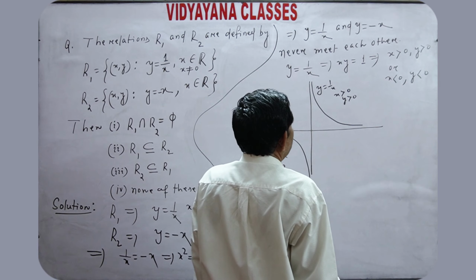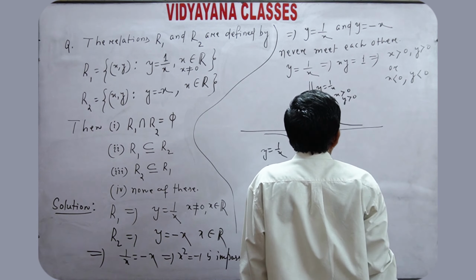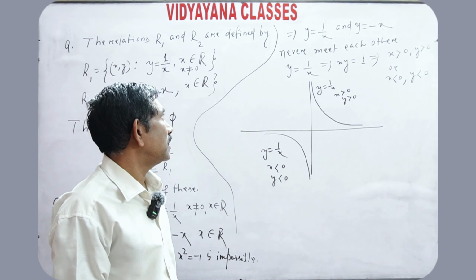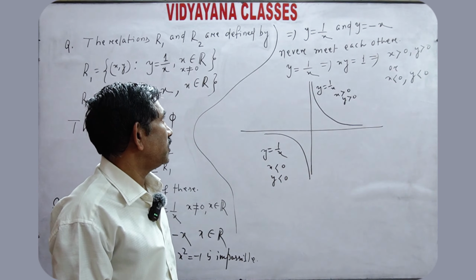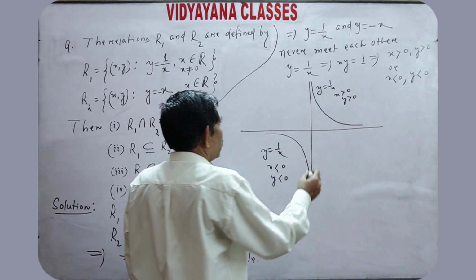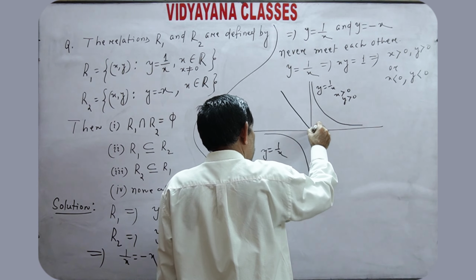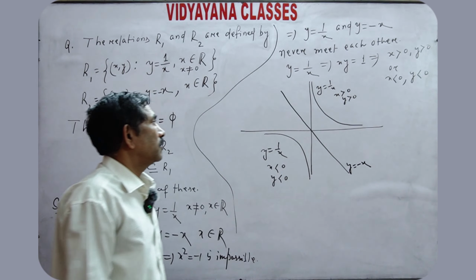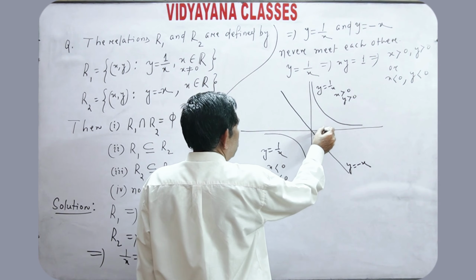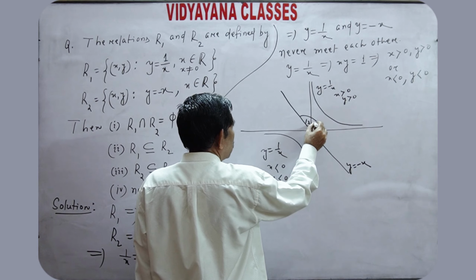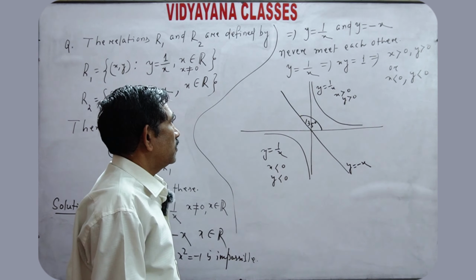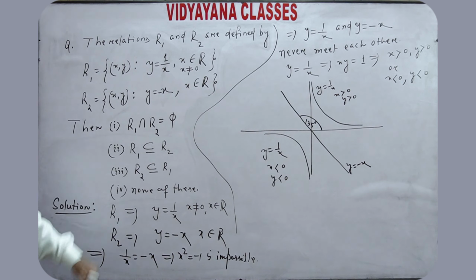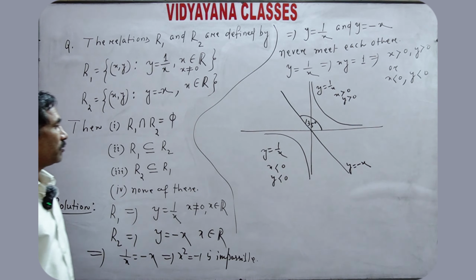Again y is equal to minus x. It is the equation of a line passing through origin, its slope is negative. That is theta is equal to 135 degrees. It is the graph y is equal to minus x. This angle is 135. The two curves never meet each other. So there exists no common points between R1 and R2.